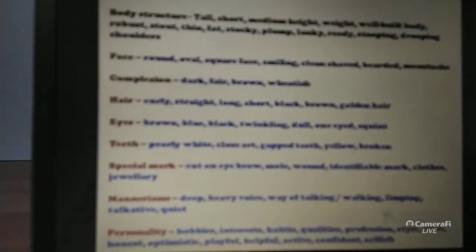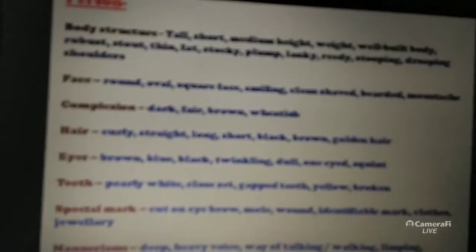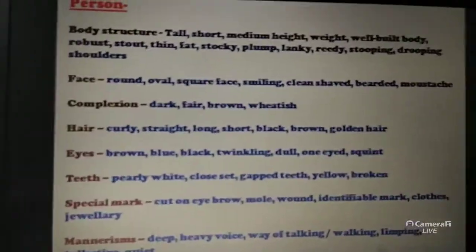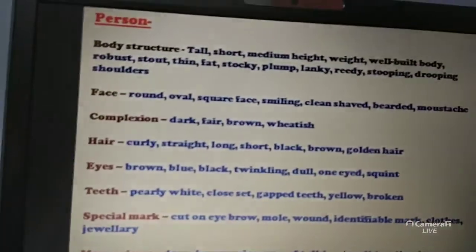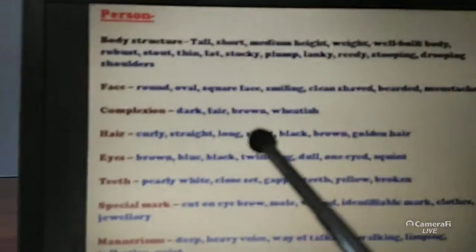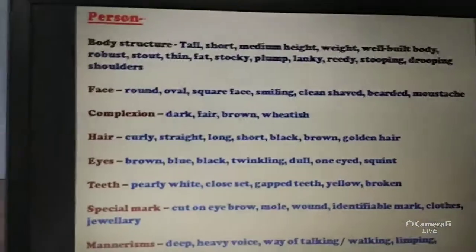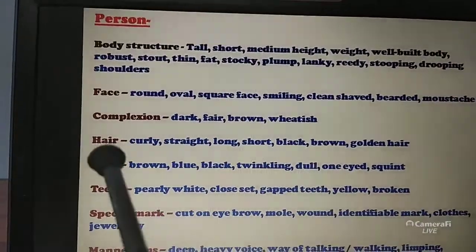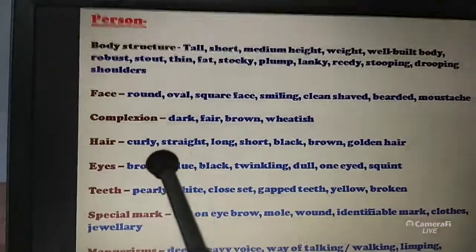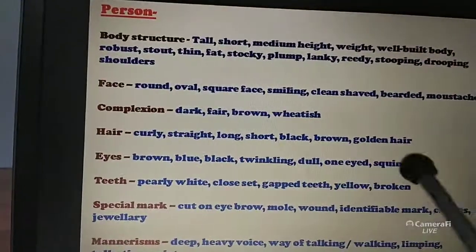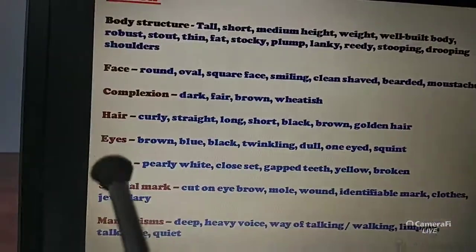So this is all about the face. Now the complexion. Complexion means skin color, whether it is dark, fair, brown, whitish, whatever it is. Hair, what type of hair do you have? Curly hair, straight hair, long, short, black, brown, golden hair. These types of description we should use.